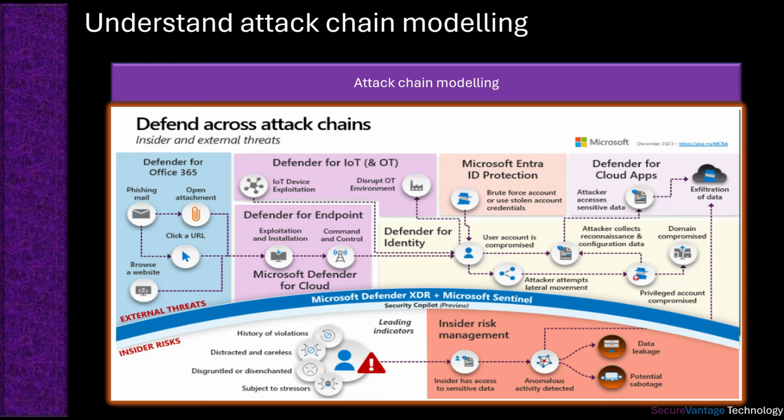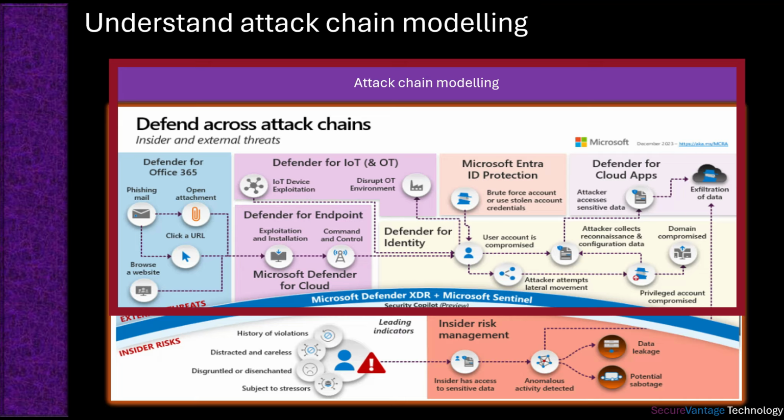It's important to note that there is no single linear path for either insider risk or external attacks. There are many common elements across attacks, but each one can take a unique path. The diagram on the screen is taken from the MCRA that depicts common techniques related to both external attacks and insider risk. The top portion of this diagram represents common steps seen in many external attacks and the Microsoft capabilities that map to each step.